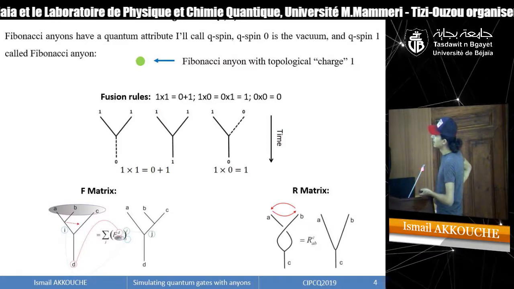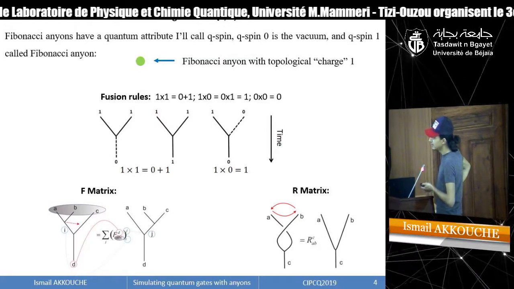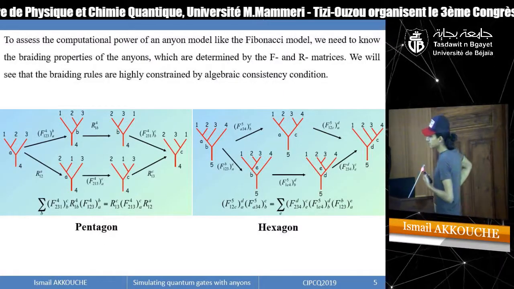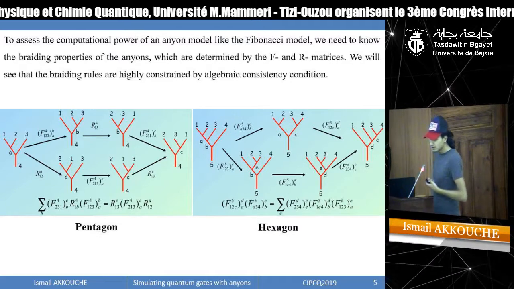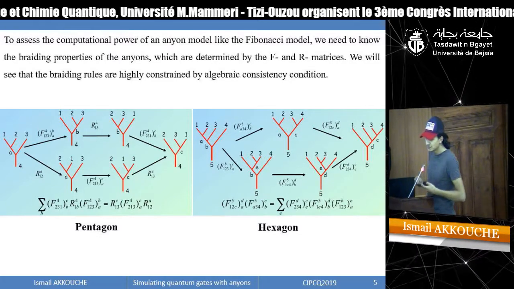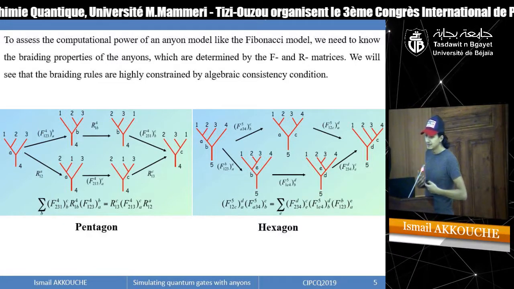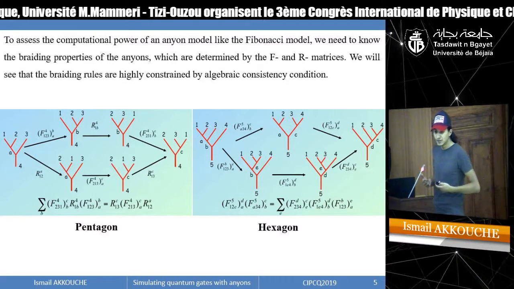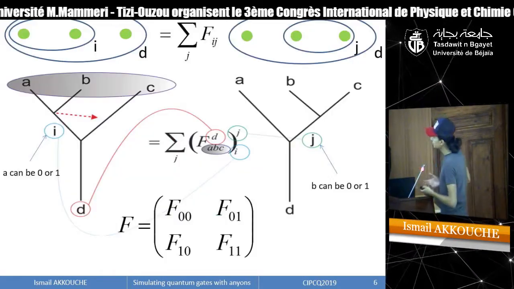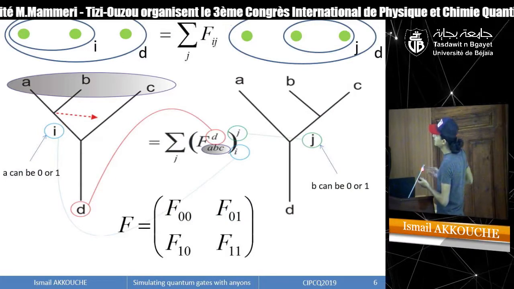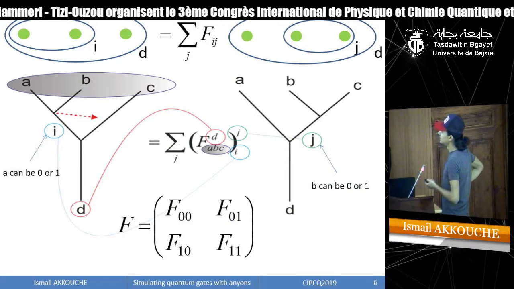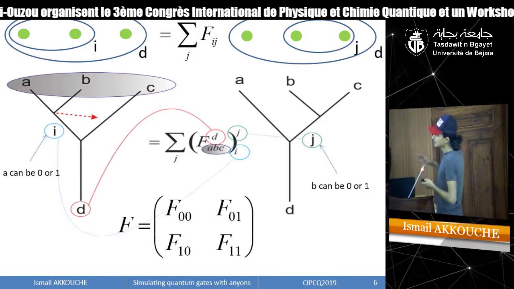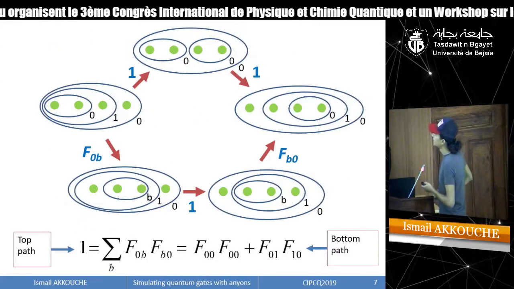This is how to calculate the F, the fusion matrix, and the rotating matrices. To assess the power of computation of any anyonic model, we have to calculate the braiding matrices, which give us the braiding properties. And to do that, we must calculate the F and R matrices. These are the two diagrams which represent how we calculate the F matrices. There are a lot of calculations here, so I will pass.